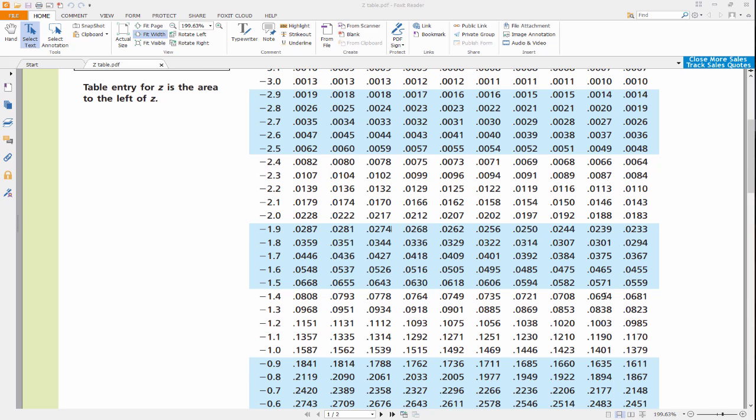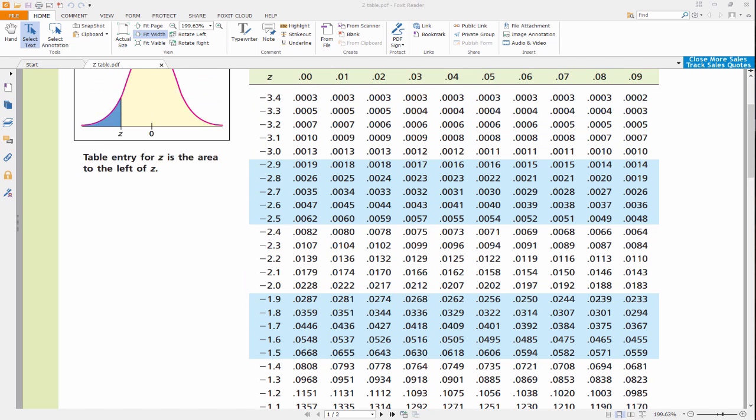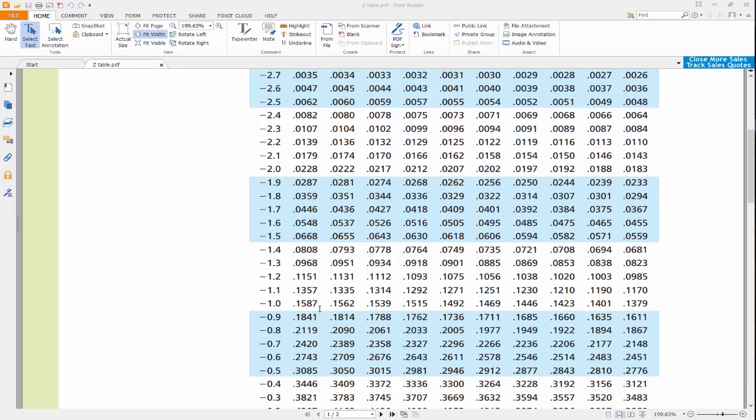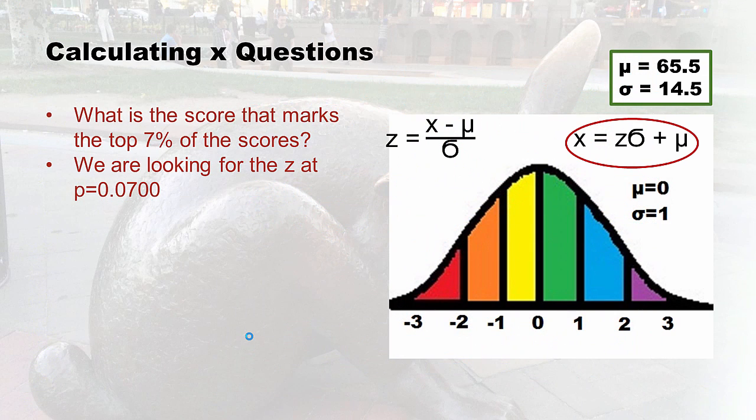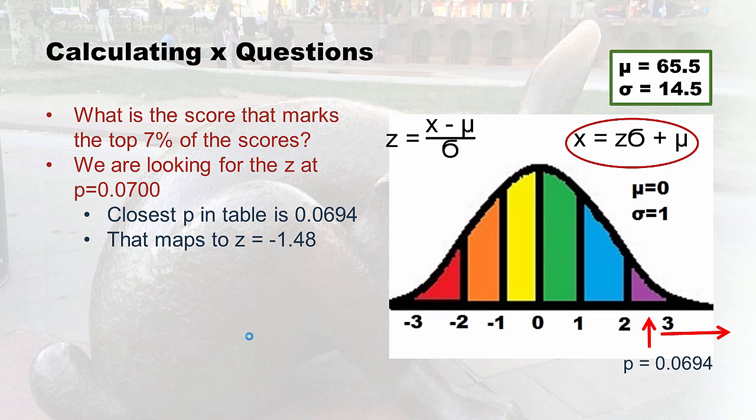Only we're not going to just choose this. We're going to figure out what z is at that score. So what are we going to do? We're going to map back here to negative 1.4, and then we go all the way up, which we can guess is 8. So it's negative 1.48. So hold that thought. We started out looking for the z at p equals 0.0700, but the closest we got was 0.0694, and that mapped to z equals negative 1.48. What I want you to notice is negative 1.48 is actually on the left side of mu.